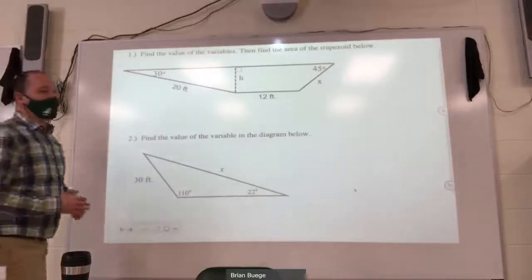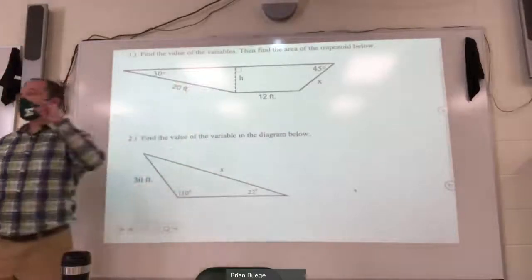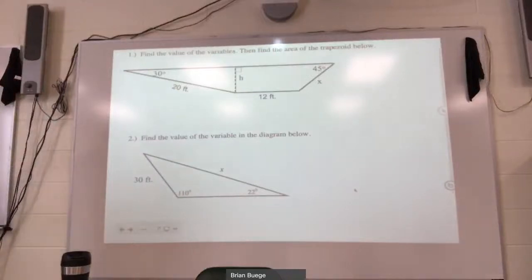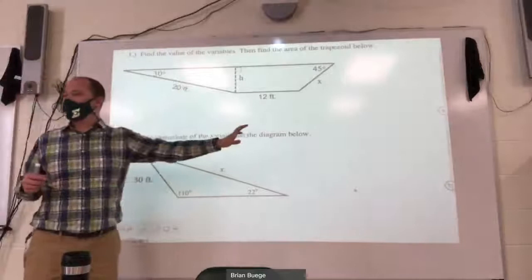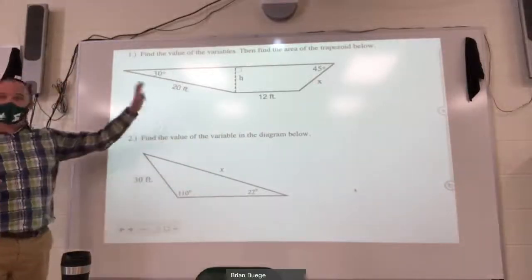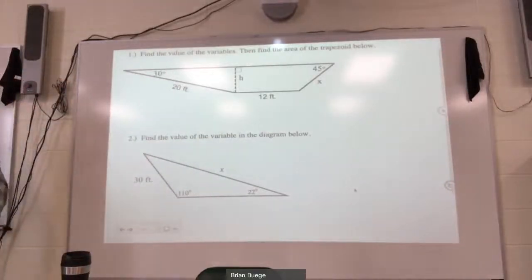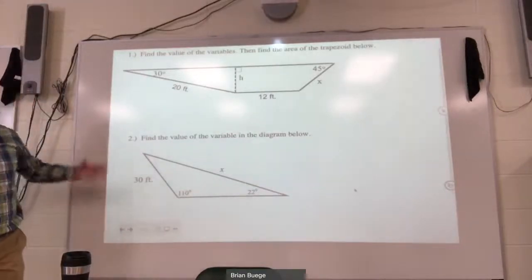If you take a look at your warm-up today, a couple of trigonometry type problems, a couple of triangle problems from back in chapter 5. These are the types of problems you will see as the geometric connection standard on the test. Back to previous material.